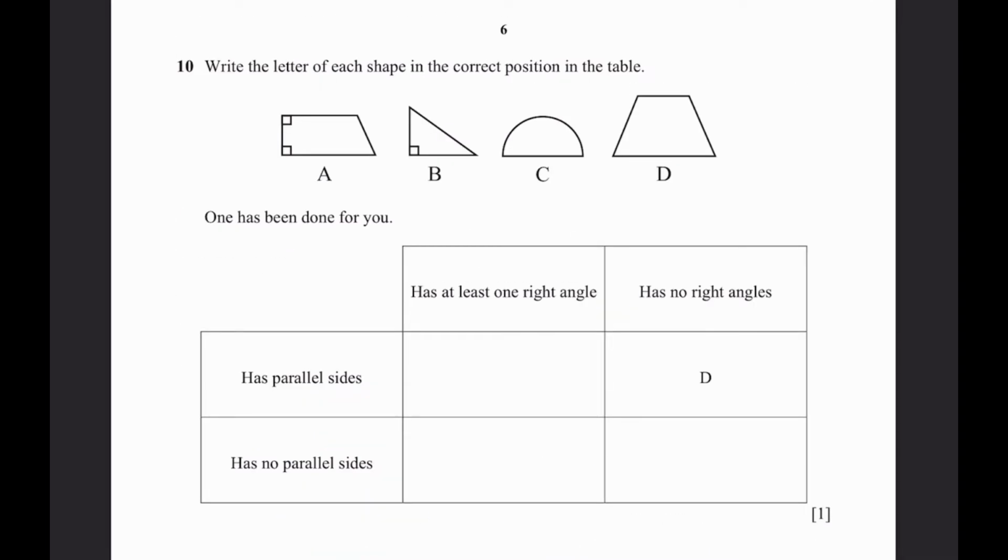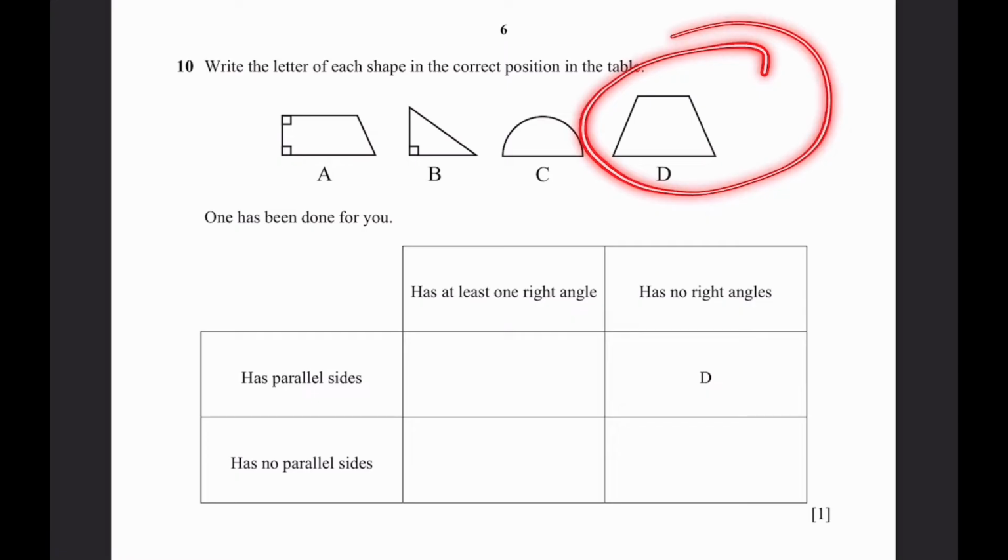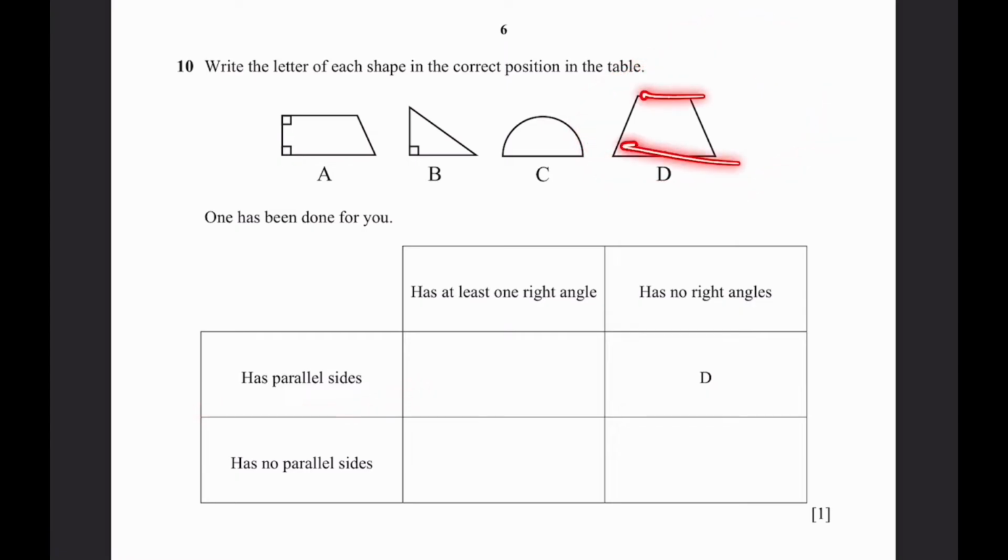Question 10. Write the letter of each shape in the correct position of the table. One has been done for you. So shape D has parallel sides, which are these two, and no right angles. None of these are right angles or 90 degrees. Now let's see what can A be in. Has at least one right angle. That's true. It has two actually.